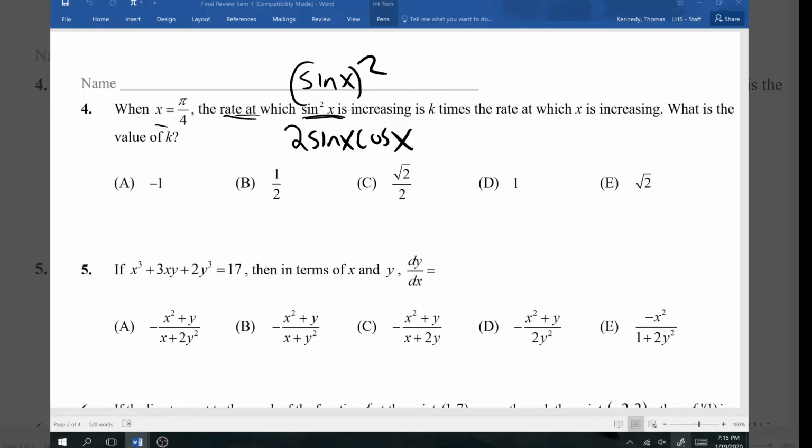And then all you do here is, usually when there's an is in one of these questions, there's an equal sign there.